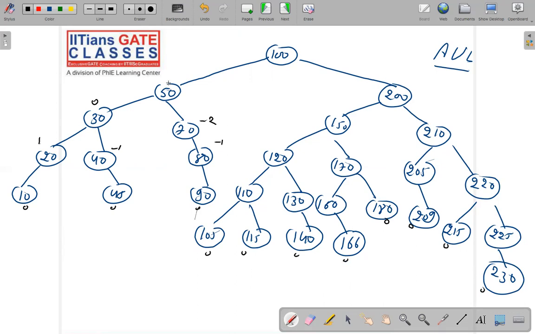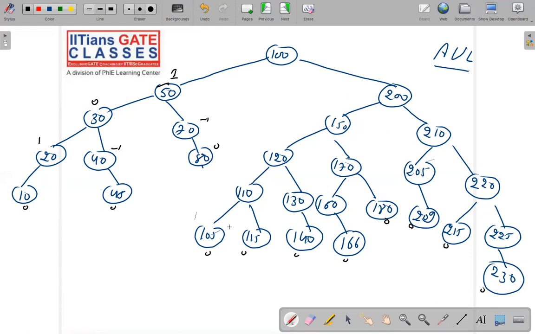So let's assume that right now 90 is not here, because we are trying to do some insertion. So for here it is 0, it is -1 here. Here 30, 20, it's 1 here actually. The right height is 2, the left height is 3. That is why it is 1 here.